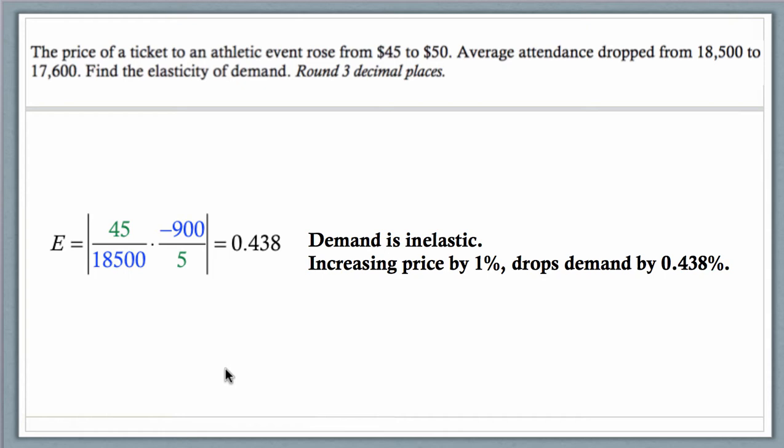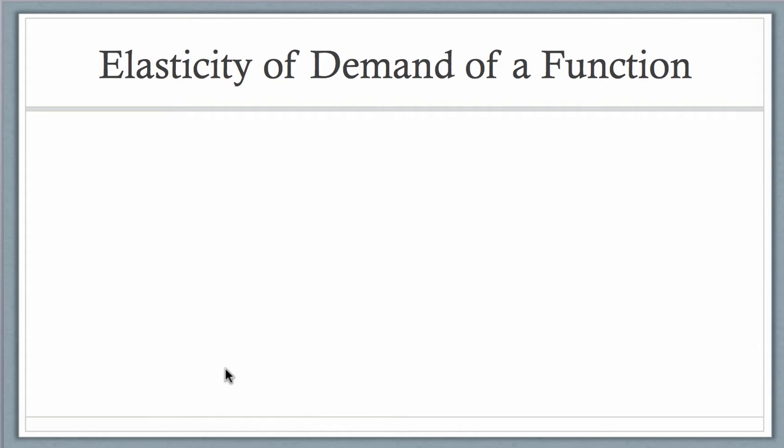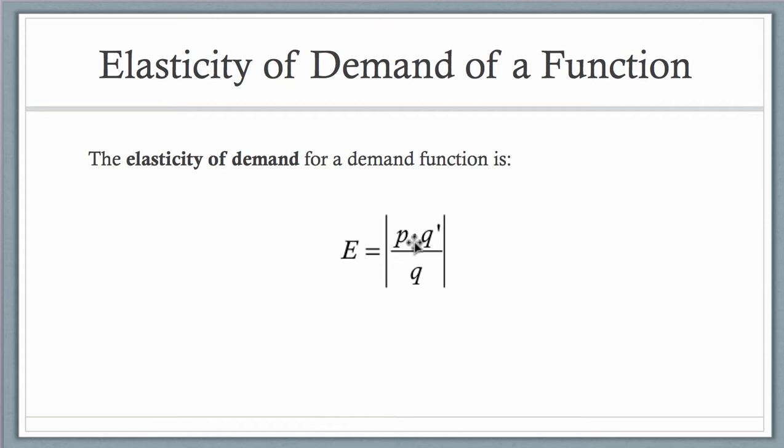We know that demand isn't always given in exact numbers. Sometimes we're given a demand function. So to find the elasticity of demand of a function, we're going to take the original price still divided by the original demand, and we're going to multiply it by the change in demand, which is just going to be the derivative, since we know that the first derivative is the average rate of change of a function.